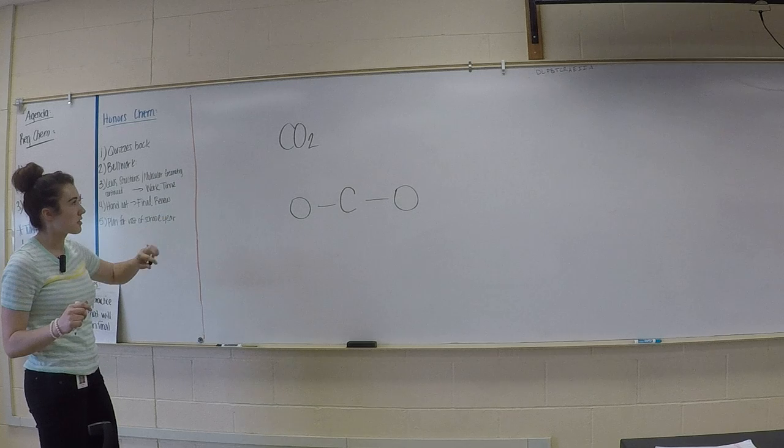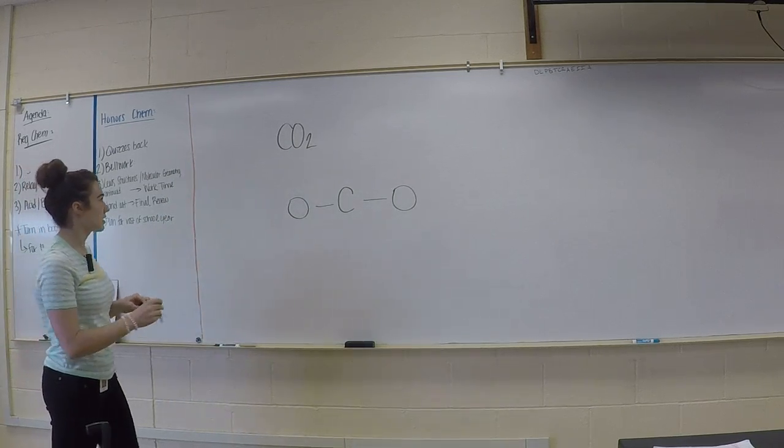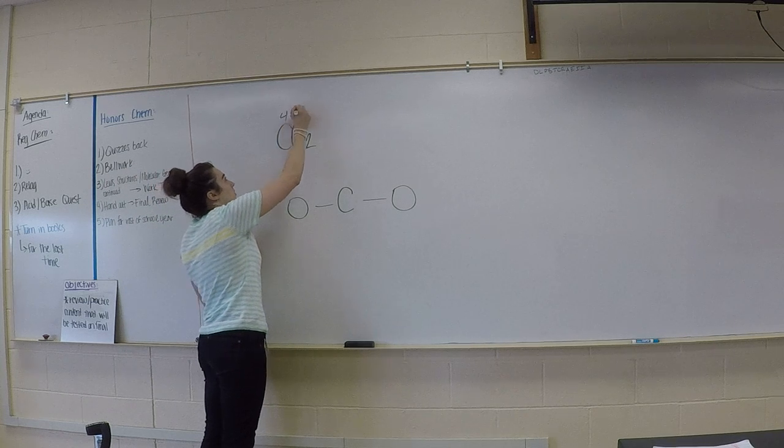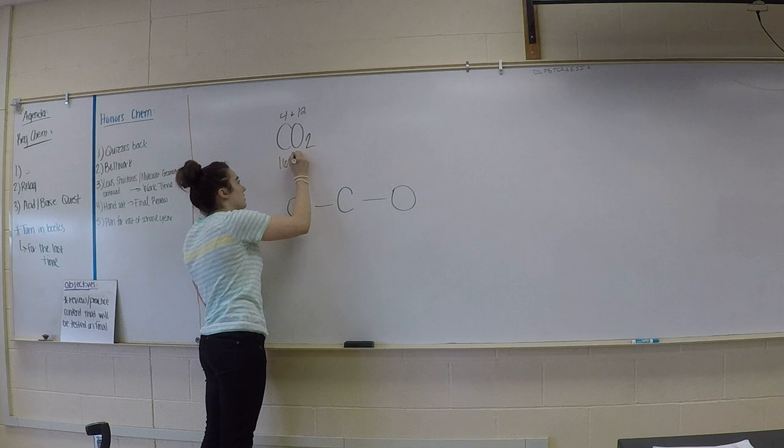How many valence electrons are we going to need for CO2? 16. C has 4, plus 6 times 2 is 12. So 16 valence electrons.